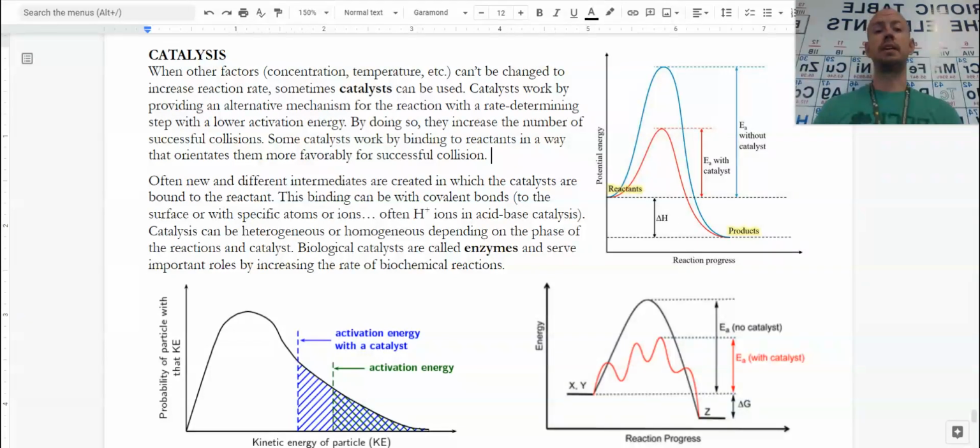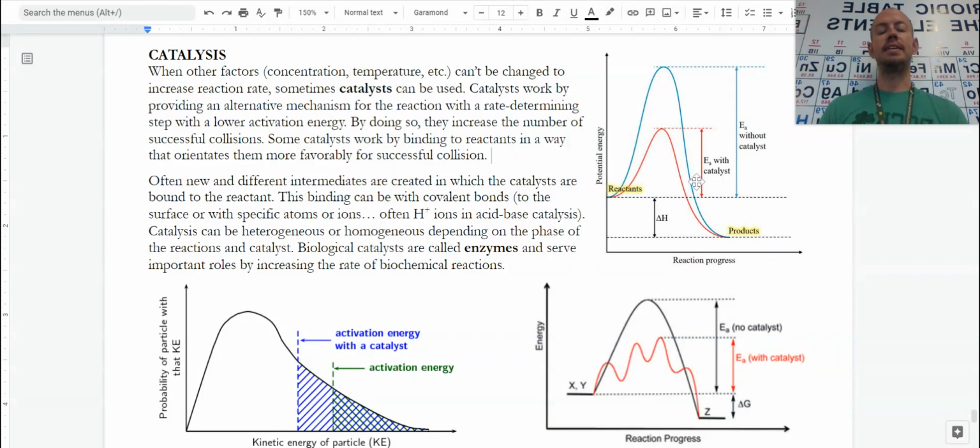Very important in biology are catalysts that we call enzymes, and they increase the rate of biochemical reactions. And sometimes we think about them as obviously being totally necessary. Reactions wouldn't occur without the right enzymes.